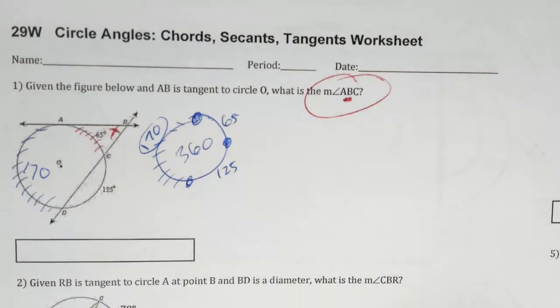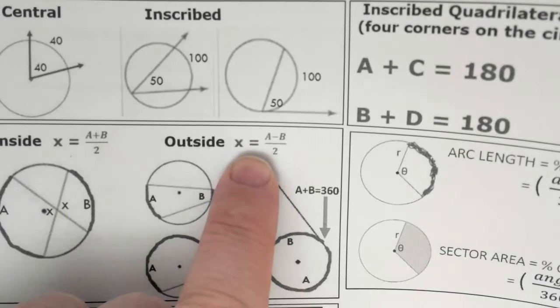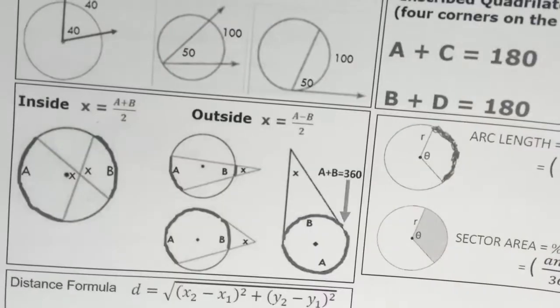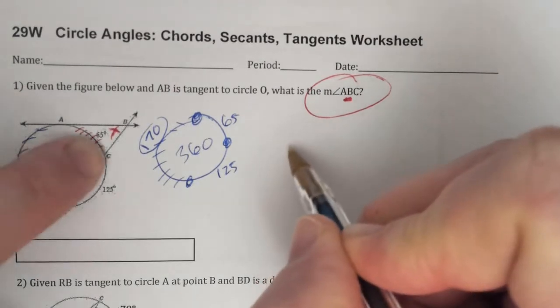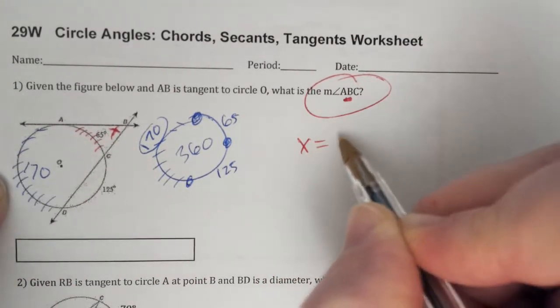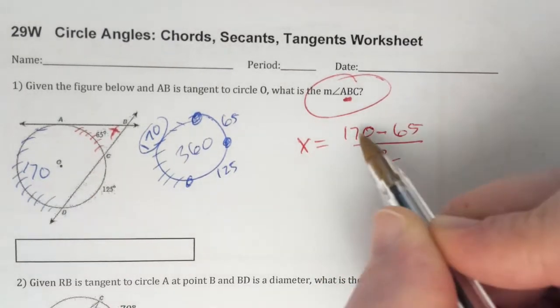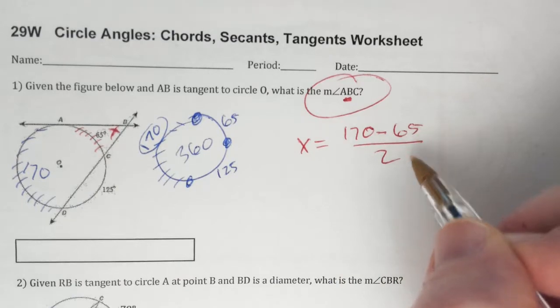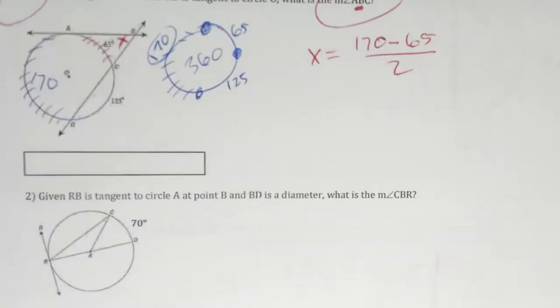Now that we have the two arcs, we can plug it into this equation where it is the big arc minus the little arc and then divide by 2. So our angle, which is x in this case, is equal to the big arc, 170, minus the little arc, 65, all that divided by 2. Do the top first, then divide by 2, and that will give you your answer. So that's your job to finish that one off. All right, and then number 2.